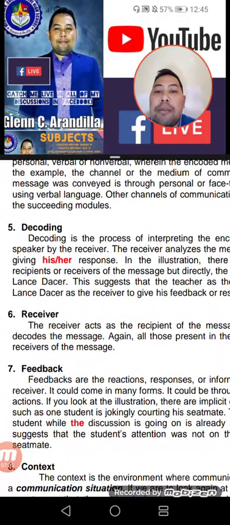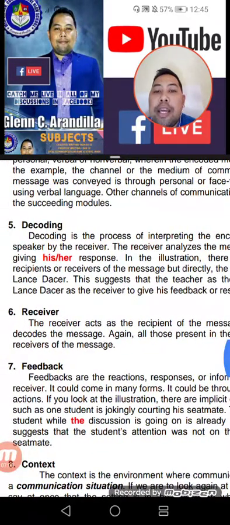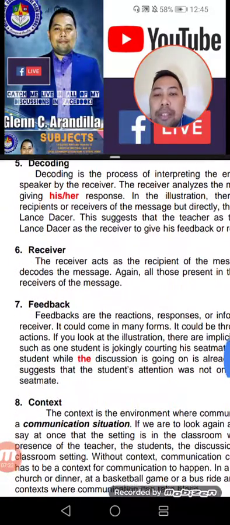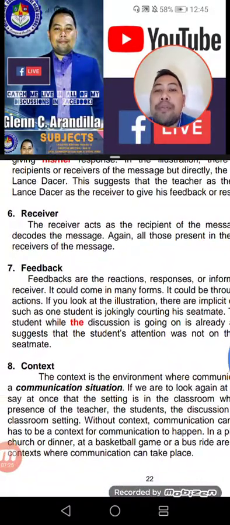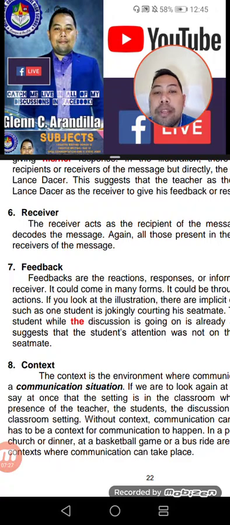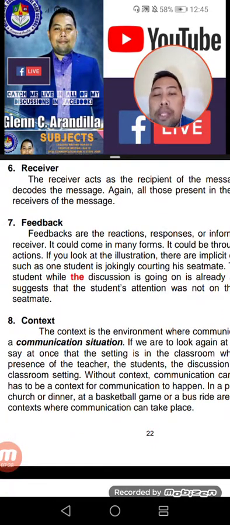Number five, decoding, is the process of interpreting the encoded message. This is the time for the receiver to try to understand what the message is all about. Number six is the receiver. As the word itself says, the receiver receives the encoded message, and then he will decode the message to understand. Once he has decoded the message, he already understands it.